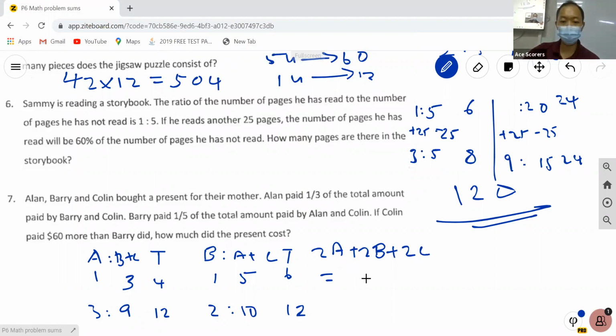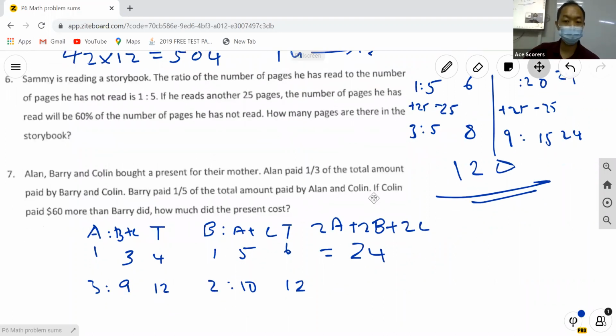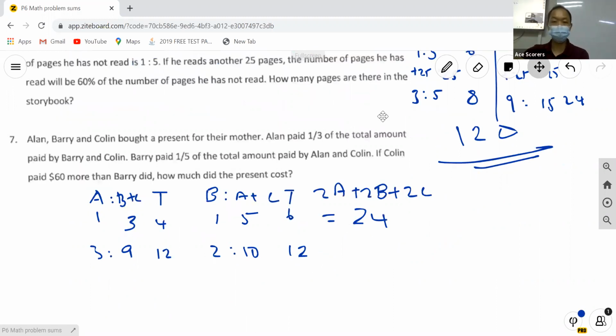Okay, total of 24. How about 1A plus 1B plus 1C? 12. Yeah. Wait, if Colin paid 60 more than Barry, Colin paid 60 more than Barry. Okay, so let's just hang on here first, all right?